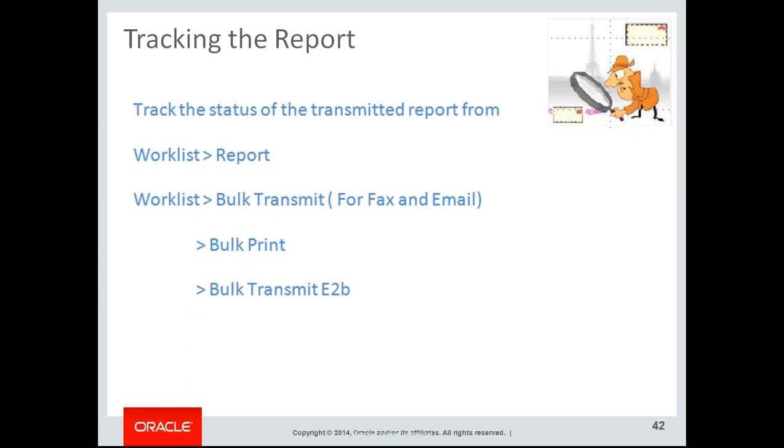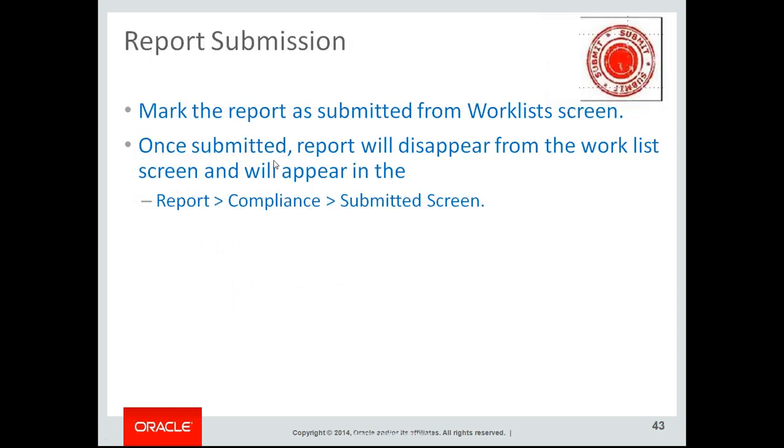For tracking the status of the transmitted report, go to the worklist report. Worklist bulk transmit is for fax and email, print is for print, and bulk transmit E2B is to track the E2B report. We're going to talk about this worklist report later. Then the last part is report submission. Mark the report as submitted from the worklist screen. Once submitted, the report will disappear from the worklist screen and will appear under the report compliance submitted menu.